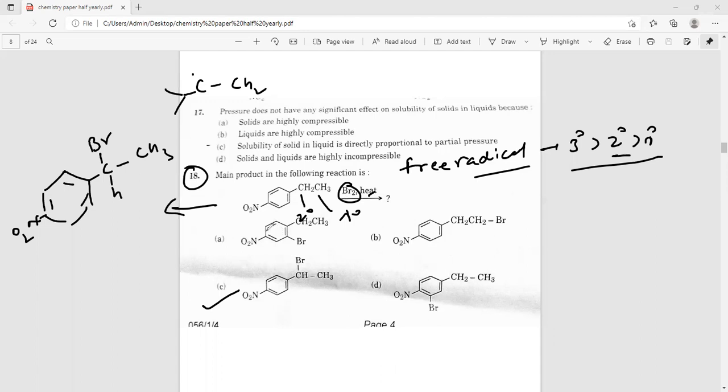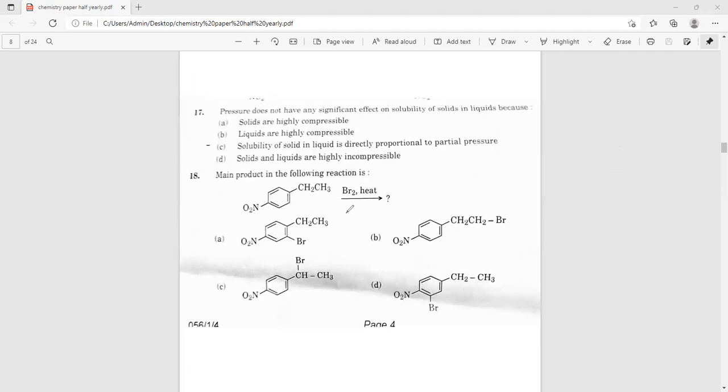In case of heat, Br2 never attaches with the ring. So first and second are wrong, and in the second case Br is attached with primary carbon, which is minor, and the major product is C.